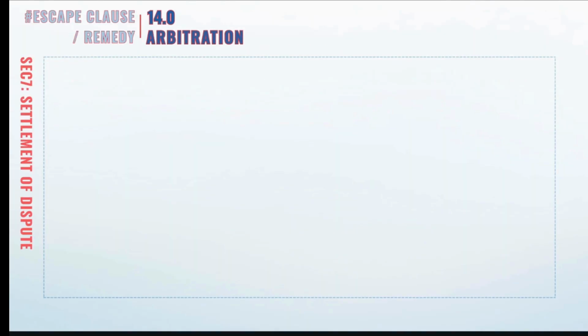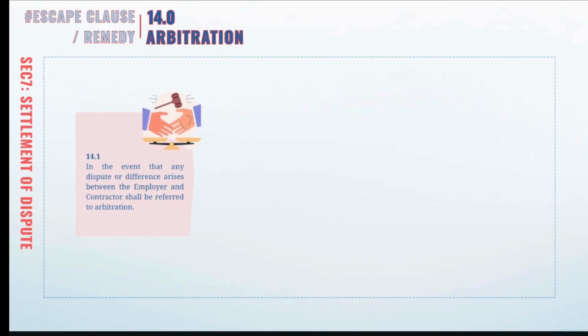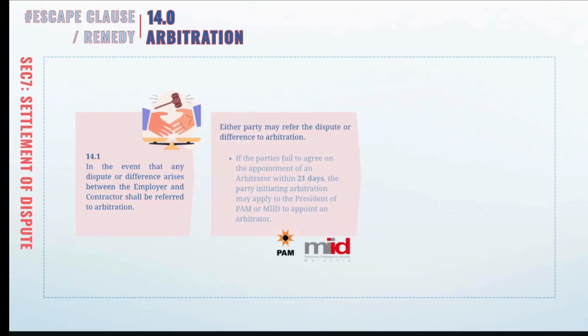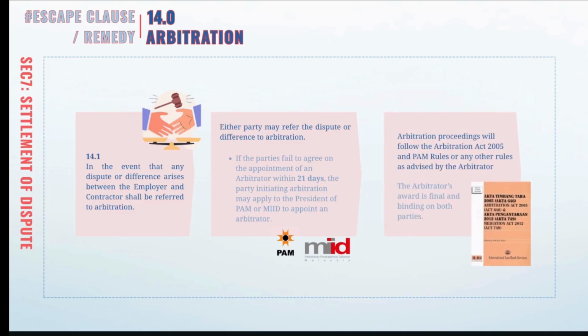Next is clause 14, arbitration. This clause states that if any dispute arises whenever during the work or after completion, it must be referred to arbitration. The procedure starts with either party serving a written notice stating that the dispute shall be referred to an arbitrator to be agreed between the parties. Then the arbitration will follow the Arbitration Act 2005 and PAM rules. Once the arbitrator gives the award, it is final and legally binding on both parties.